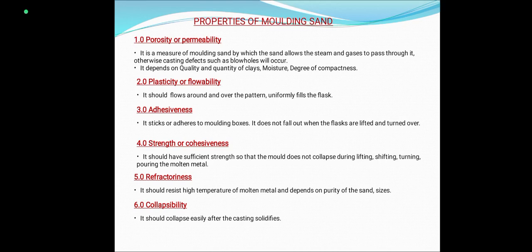Plasticity: it should flow around the pattern and uniformly fill the flask. Adhesiveness: it sticks or adheres to molding boxes. It does not fall out when the flask is lifted or turned over. Strength or cohesiveness: it should have sufficient strength so that the mold does not collapse during lifting, shifting, turning, and pouring of the molten metal. Refractoriness: it should have high resistance to the high temperature of the molten metal, depending upon the purity of the sand. Collapsibility: it should collapse easily after the casting solidifies.